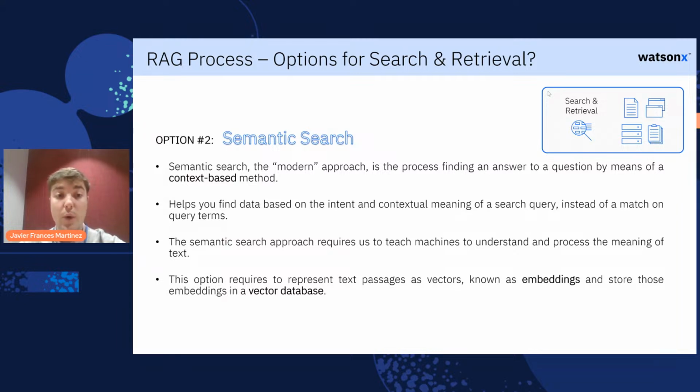And this approach requires us to teach machines to understand and process the meaning of text. A few years ago, this would have been impossible, but thanks to generative AI and services such as Elasticsearch, this is actually quite feasible in today's world. However, it requires us to build vector embeddings and to build a vector database. So have a vectorial representation of our text chunks, which is not required in lexical search.